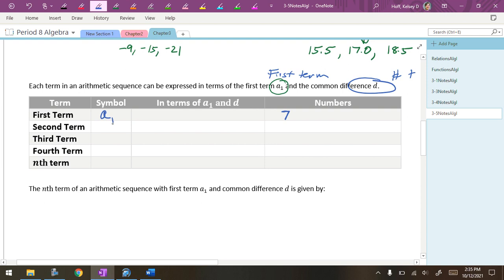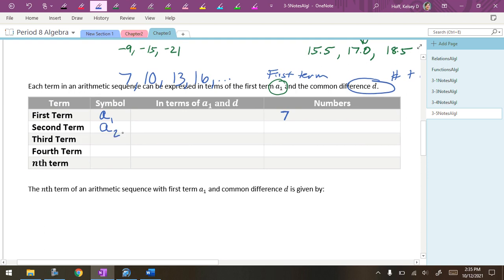I should probably give you a sequence first. Let's write this sequence down. 7, 10, 13, 16, ... Okay. How do you think I represent the second term as a symbol? A of 2, very good. Arithmetic sequence, second term. That A stands for your sequence. Now, they want us to write this number in terms of A1 and D.